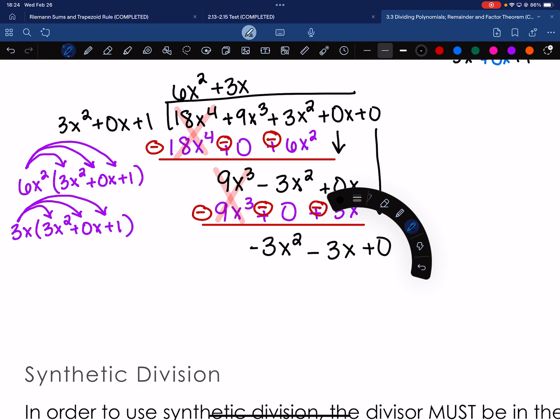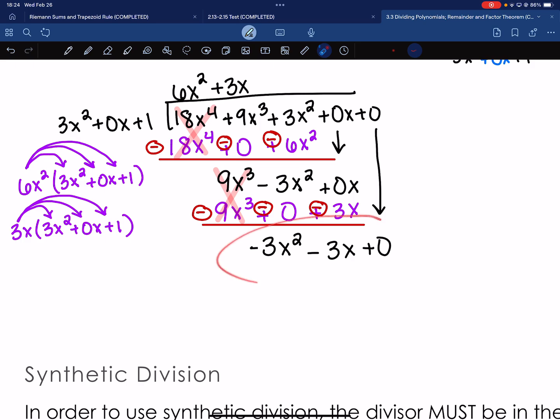So repeat the process again. This will be our last time. Once you get to a point where this variable matches what you're dividing by, that's how you know you're near the end. This will be the last time we find a number to multiply by, and then we have our answer and our remainder. Okay, so 3x squared, we want to get negative 3x squared. So we just need to multiply by -1.